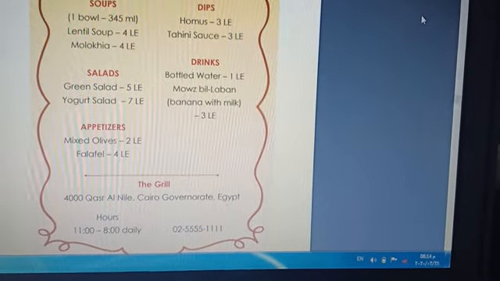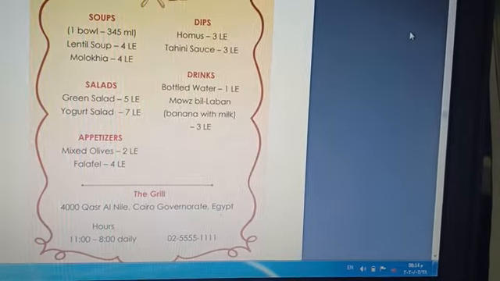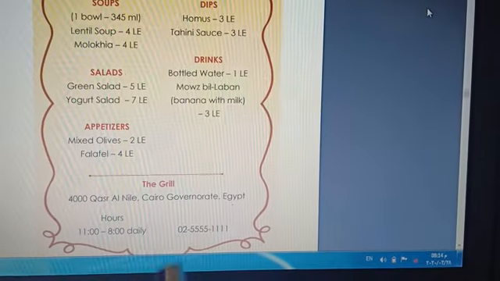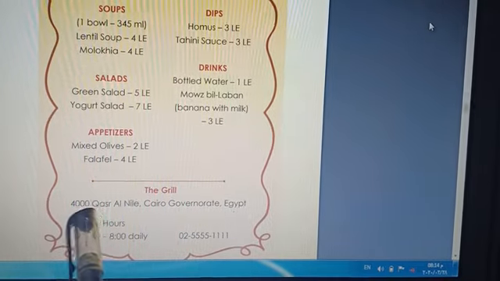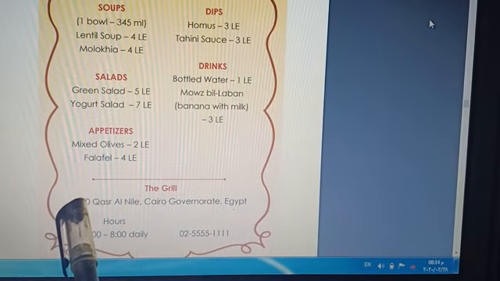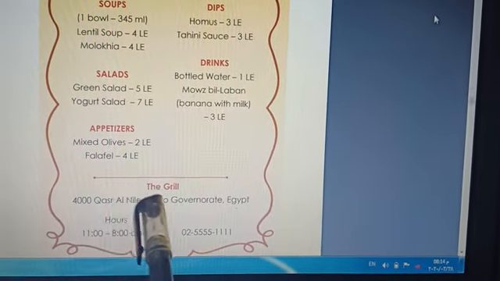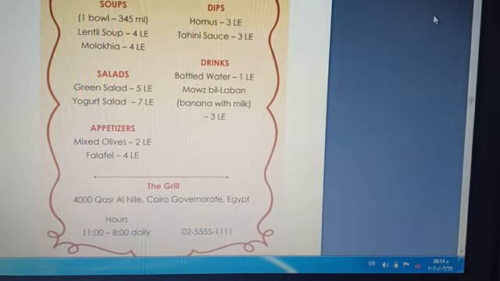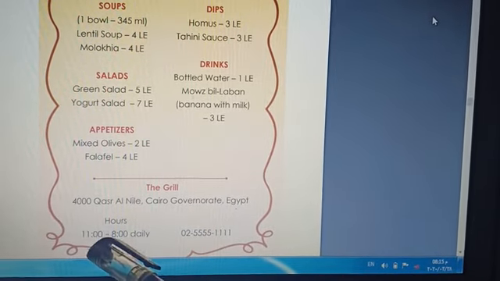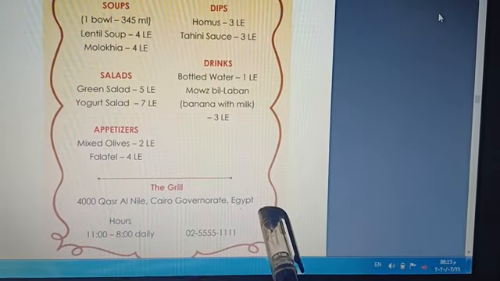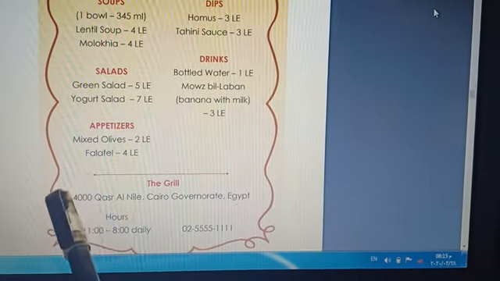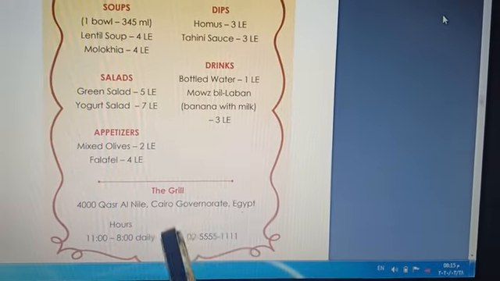What other number do I see? I want you to tell me. Excellent. I see here the telephone number. What else? What does this number tell me? I have 4000 Qasr al-Nil, Cairo government, Egypt. So it tells me what? The address. Excellent. This is the address of the restaurant. I will circle this in blue and the telephone number in blue.